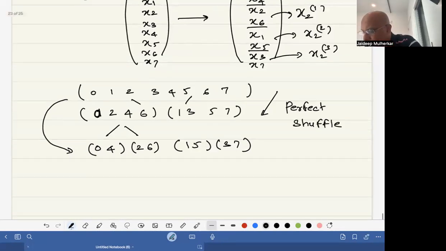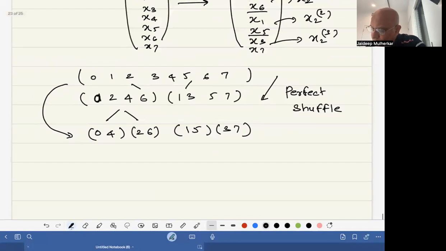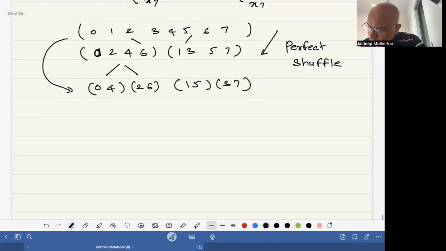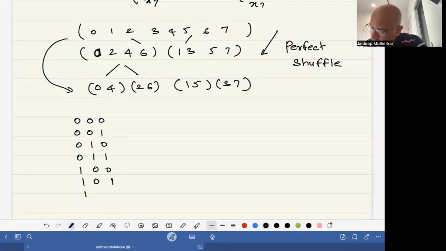And to obtain this, it's a neat way of doing it. You write the original indices in binary form. So this is 000, 001, 010, 011, and this is 100, 101, 110, and 111. So this is 0, 1, 2, 3, 4, 5, 6, and 7.